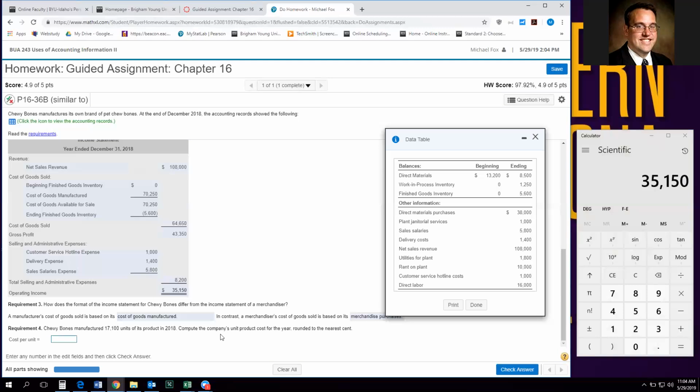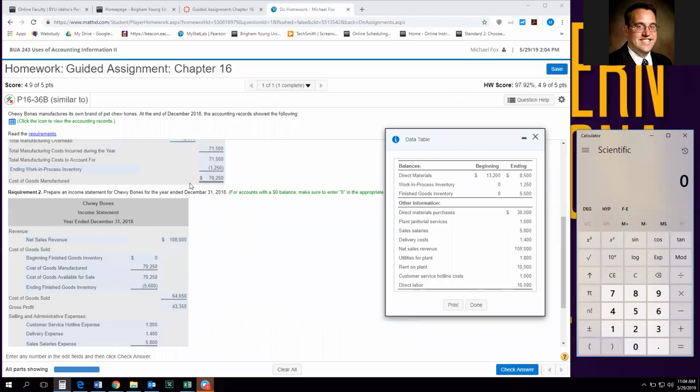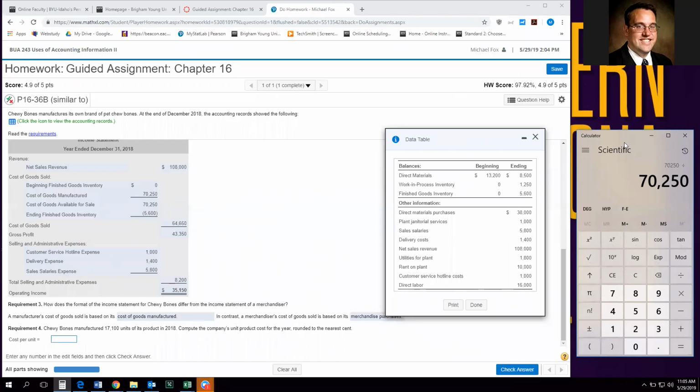All right. Chewy Bones manufactures 17,100 units of its product in 2018. Compute the company's unit product cost for the year, rounded to the nearest cent. So all we have to do here is take our total product cost, which is cost of goods manufactured, 70,250, and divide that by the total number of units produced, which is 17,100. And that gives us $4.11 as our cost per unit.